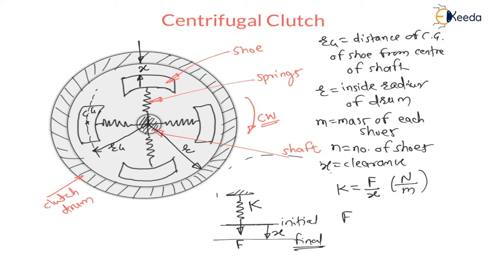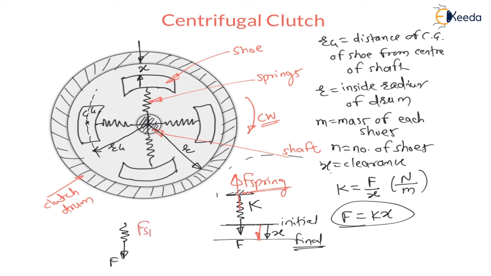Therefore, can I say this spring force is equal to kx? Spring force is equal to kx. Now, on this spring, we are applying force downward. Therefore, this spring will deform in downward direction. And for this deformation, the spring will offer force, F spring, against deformation. Right, this spring always offers force in the direction opposite to the deformation, right? And for equilibrium, can I say this spring force is equal to applied force F, which is nothing but kx, right? And always spring force is away from the deformation.